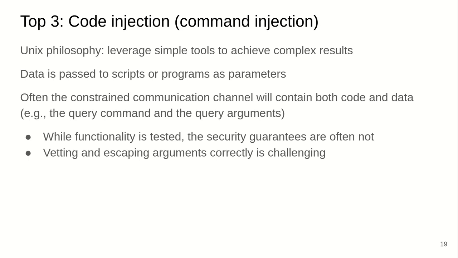Command injection is a common vector, and it follows the philosophy of Unix systems to leverage simple tools to achieve complex results. Oftentimes web applications will simply call a shell command to trigger some processing. So data is passed to scripts or programs as parameters. And now as you're passing information from the attacker to an actual program, applications may not be completely vetting the parameters. So the constrained communication channel will contain both code and data.